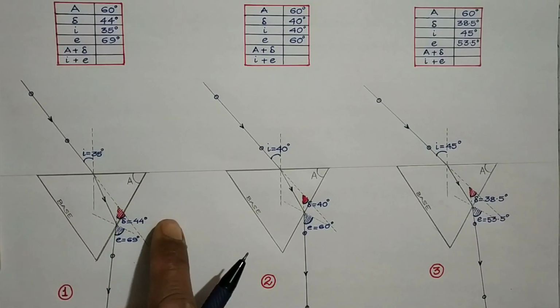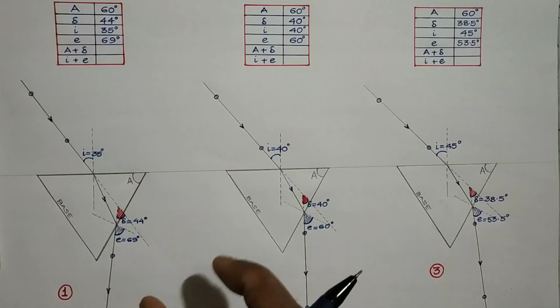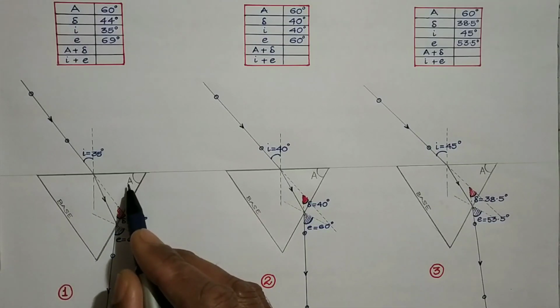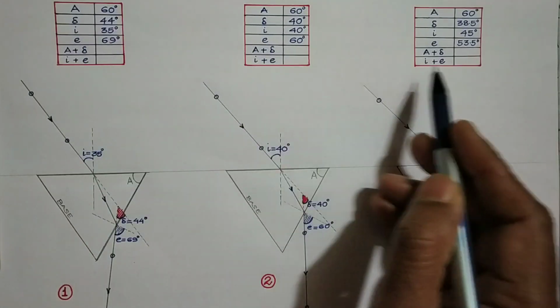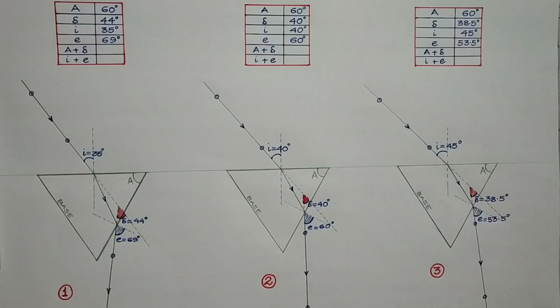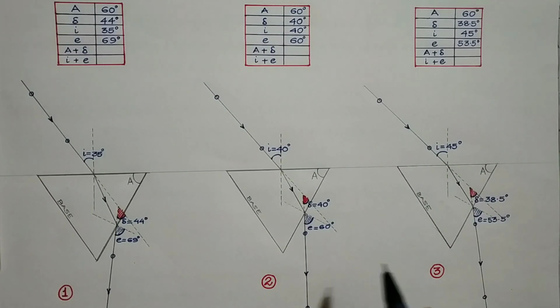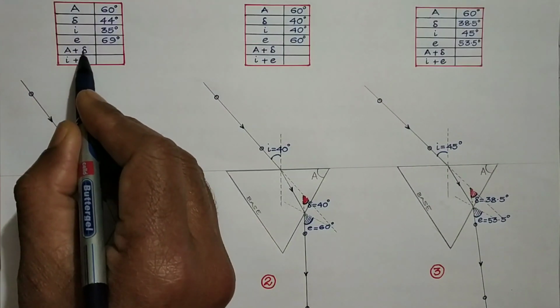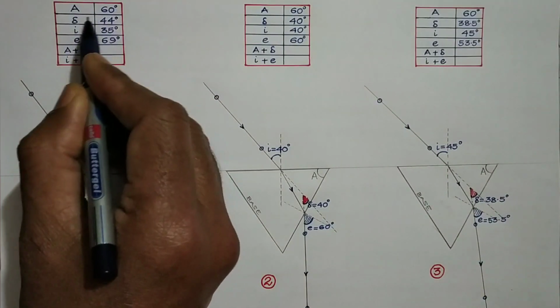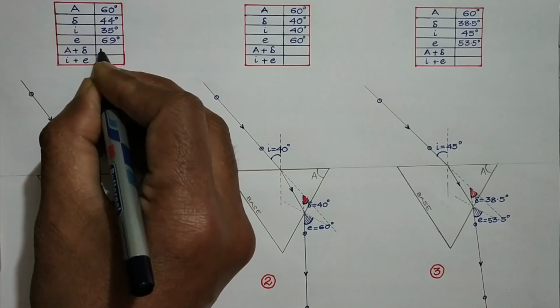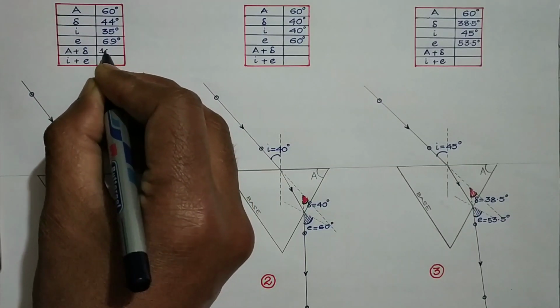And the prism which I have used is an equilateral prism. So A being the angle of prism, it is 60 degree. So here I have written the values for each and every experiment, right? So let's find out the value of A plus del over here. A is 60, del is 44. So A plus del is 104 degree.